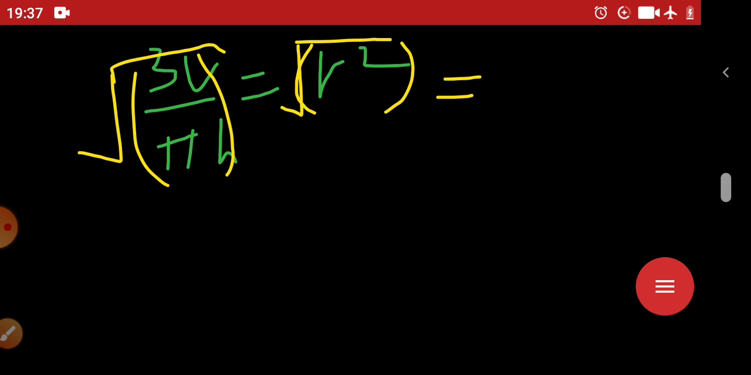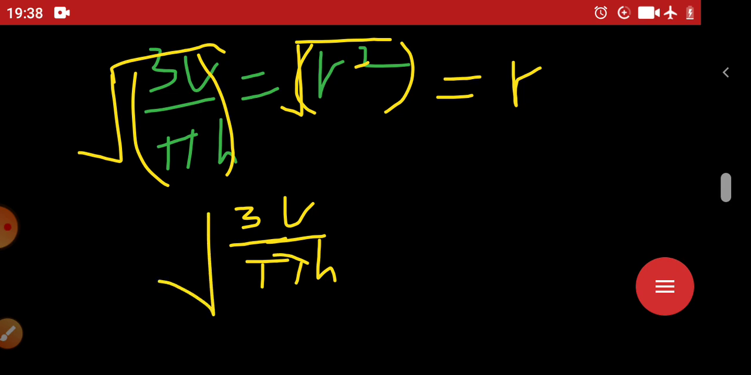If you take the square root, the right hand side will simply be r, because it's simply removing the square. And then the left hand side will have 3v over pi h, all under the square root. So this will be r as the subject of the formula. So this is question 3, where we're making r the subject of the formula.